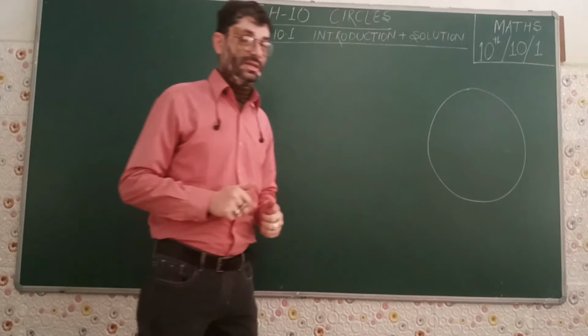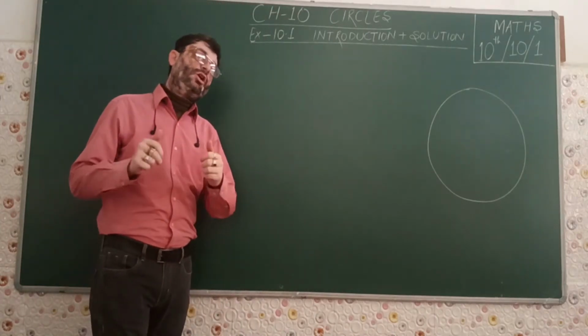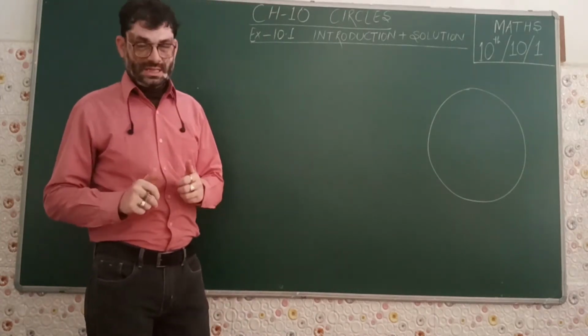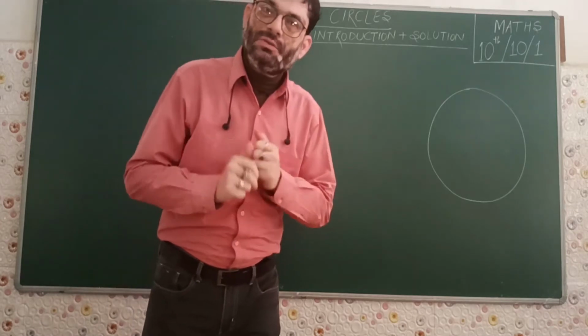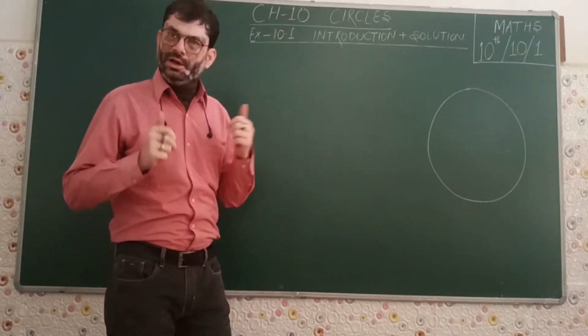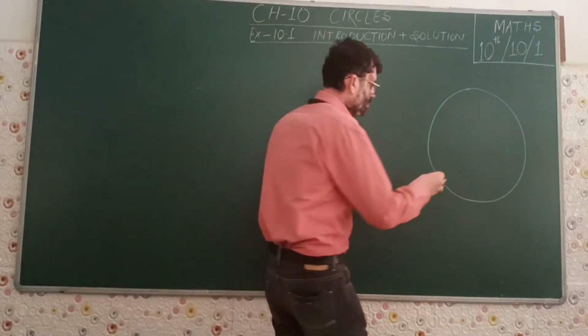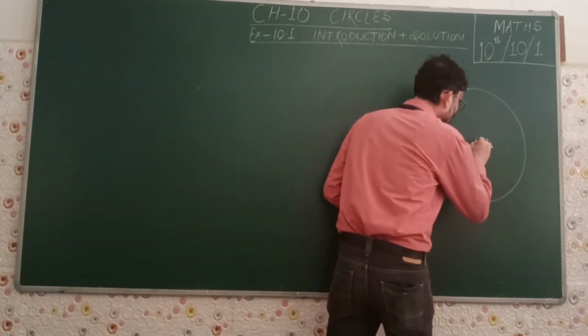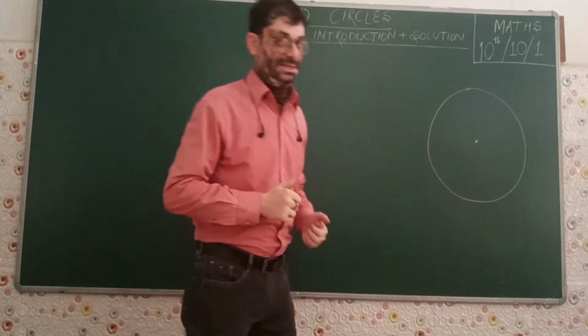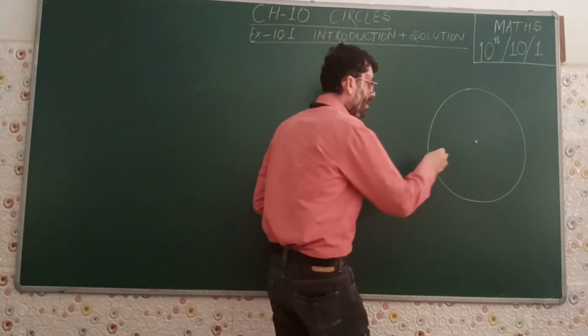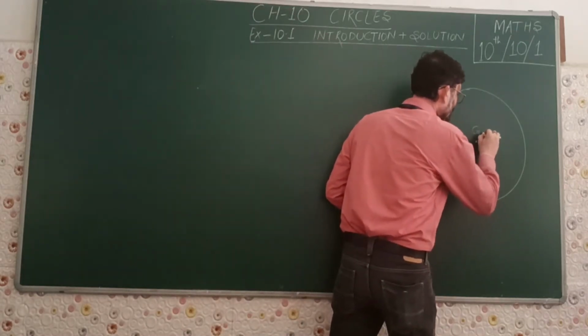Let me repeat the definition once again. It's a set of all the points whose distance from a fixed point is always same. Fixed point? Where is the fixed point? That fixed point is the center of the round shape that our teachers used to say. So this is our fixed point. This is the center.